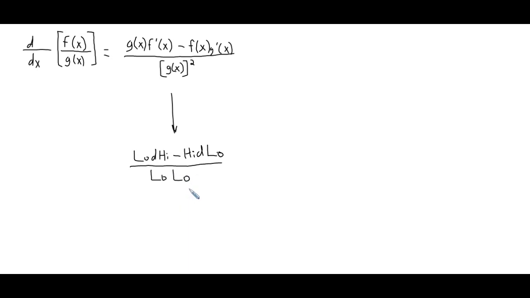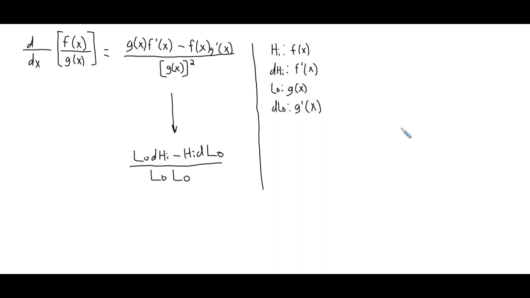Well, let's break it down, right? So we have our numerator and our denominator. The numerator, since that's on top, is our high. And the denominator, since that's on the bottom, is our low. So the high in this case is f of x. The derivative, so d high, is f prime of x. Low is g of x, and d low is g prime of x. So that's all you need to remember. Low d high minus high d low over low low. As long as you keep that straight and are careful with the algebra, these problems really aren't that bad.